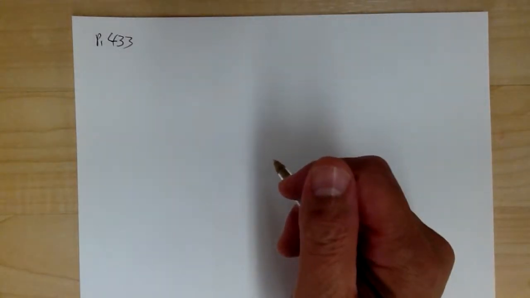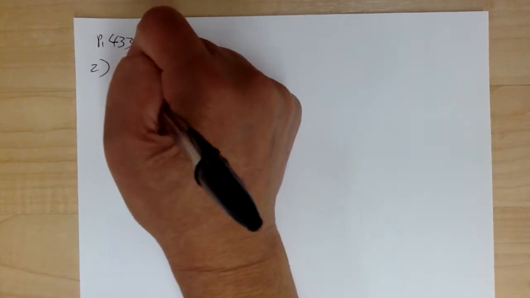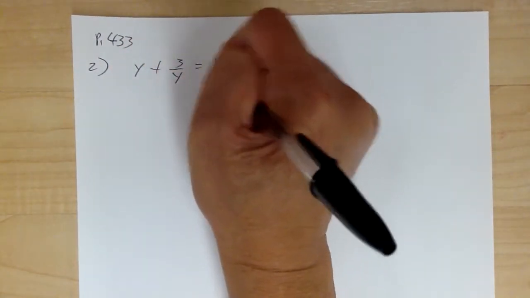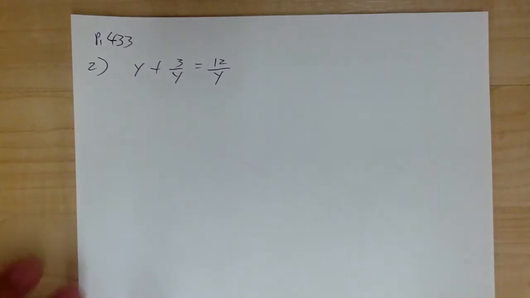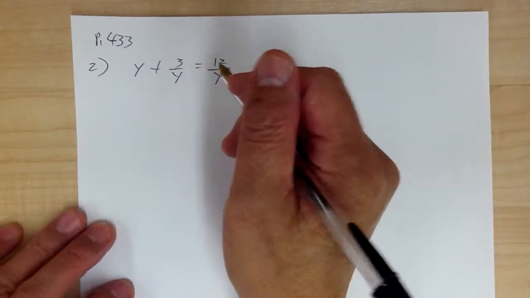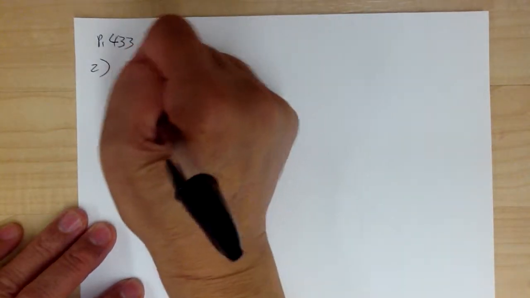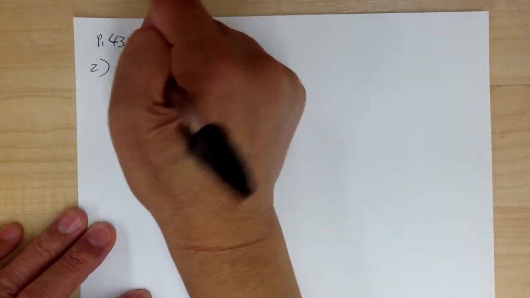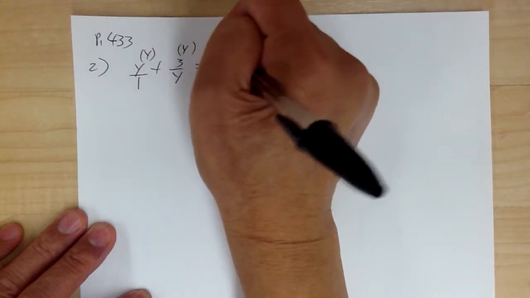Let's go to page 433 and start with number 2. You have y plus 3 over y is equal to 12 over y. Okay, so again, the first step is to multiply by the common denominator to get rid of the fraction. So I'm going to put this as y over 1. So the common denominator is y, so multiply by y on each term.